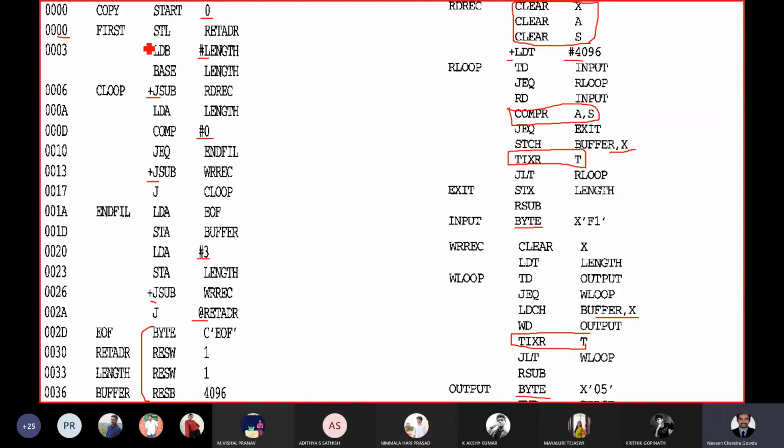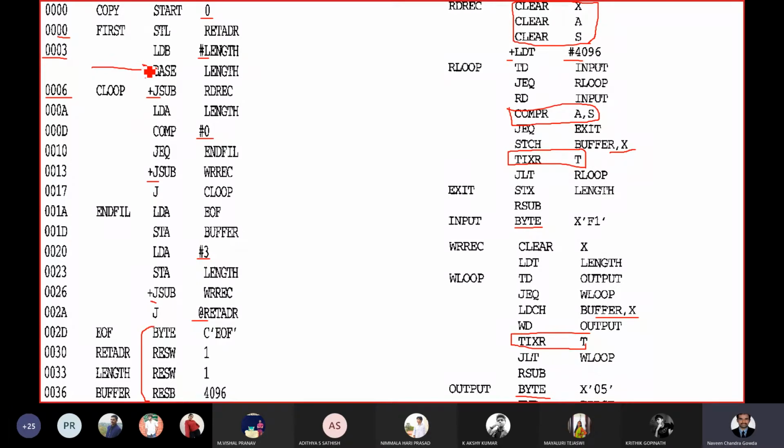Again LDB hash length, which is immediate address mode, and it is again a format 3. So the next address would be 6, as I quoted in my previous example. This is the base instruction, which will not be executed. It is only to indicate that the address of the variable length, I repeat, the address of the variable length, will be stored in the base register.